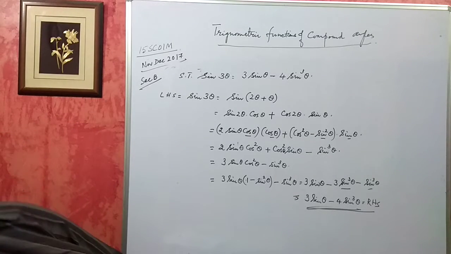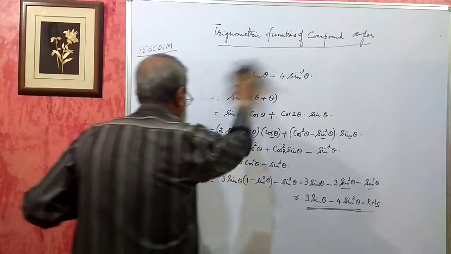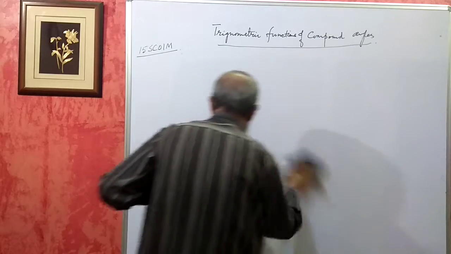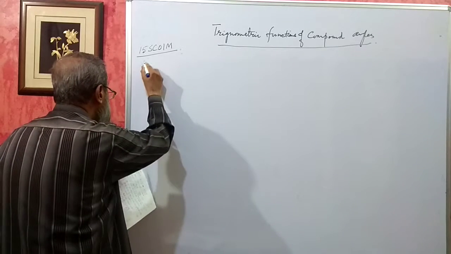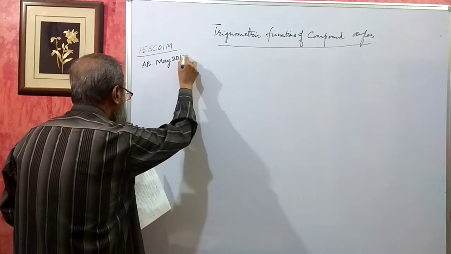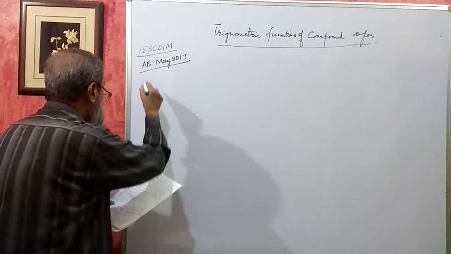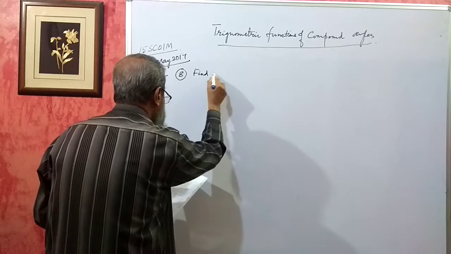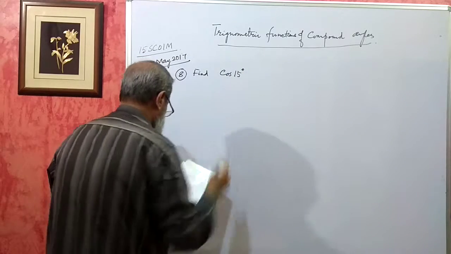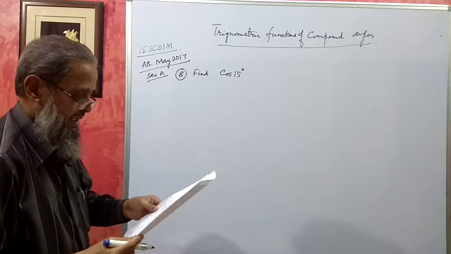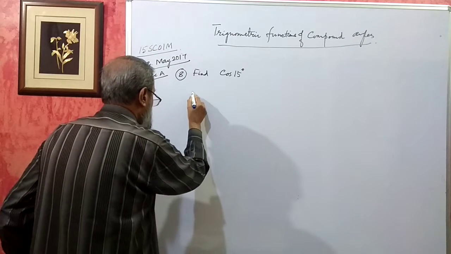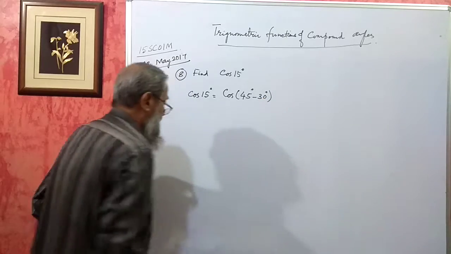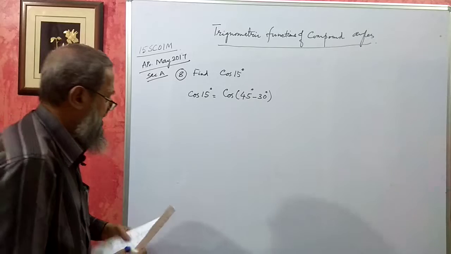Next, April May 2017. Section A, question number 8, find the value of cos 15 degree without using table or calculator, 3 marks. This I showed you earlier, cos 15 degree can be written as cos of 45 degree minus 30 degree, or 60 minus 45 also you can use, you get the same answer.